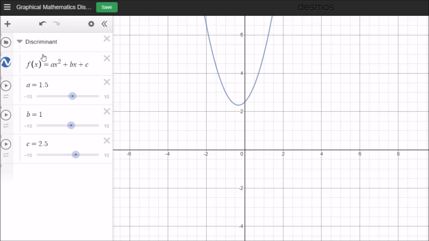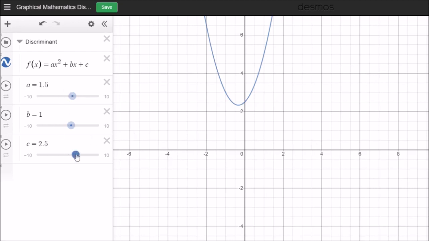I've written out the general equation for a quadratic function, so that's f of x equals ax squared plus bx plus c. We've got access to the coefficients here, a, b and c. Now we've seen this in a previous video. And what we're interested in is looking at the roots of this quadratic, so that's where it crosses the x-axis, and there's going to be three different conditions that we're interested in.